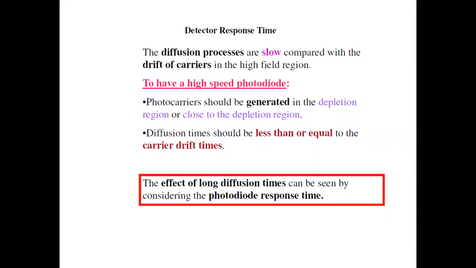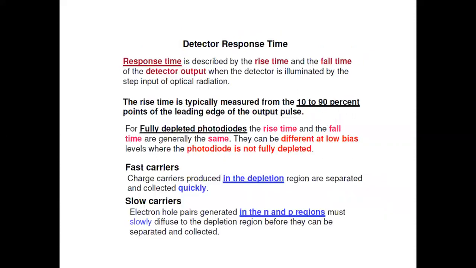The effect of a long diffusion time can be seen by considering the photodiode response time. The response time is described by the rise time and the fall time of the photodetector output when the detector is illuminated by a step input of optical radiation. The rise time is typically measured from 10 to 90% of the points on the leading edge of the output pulse. For fully depleted photodiodes, the rise time and the fall time are generally the same. They can be different at low bias levels where the photodetector is not fully depleted.